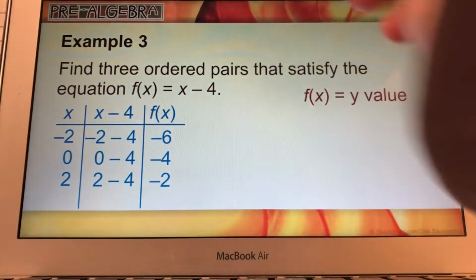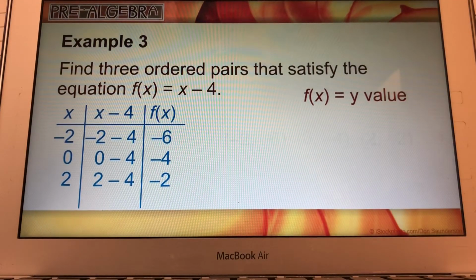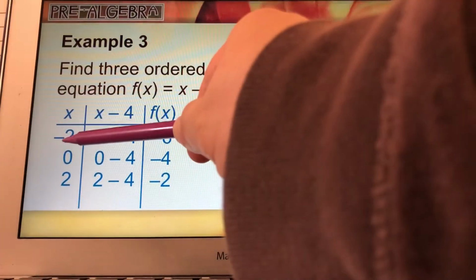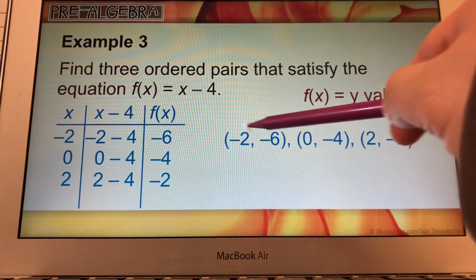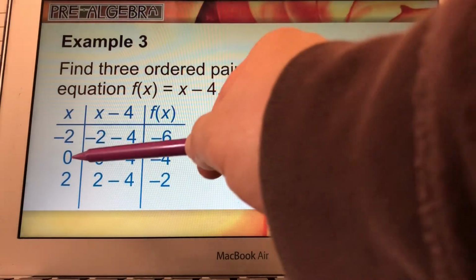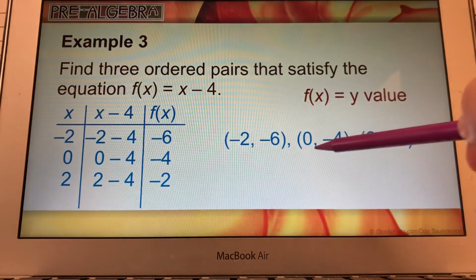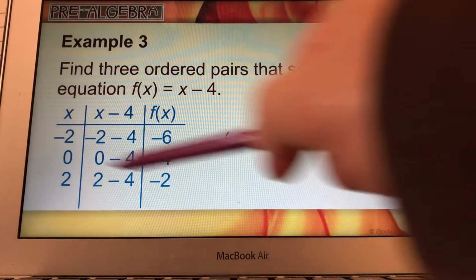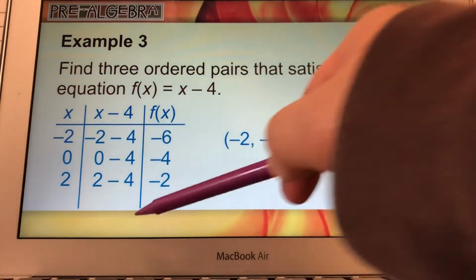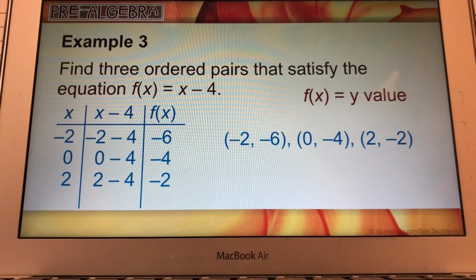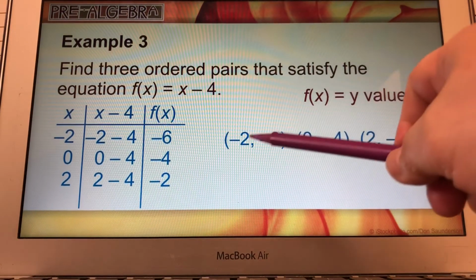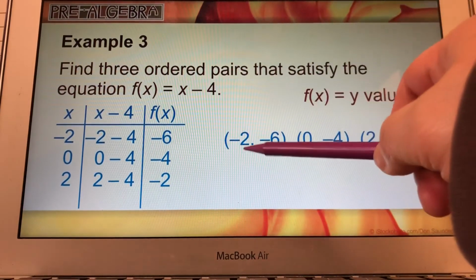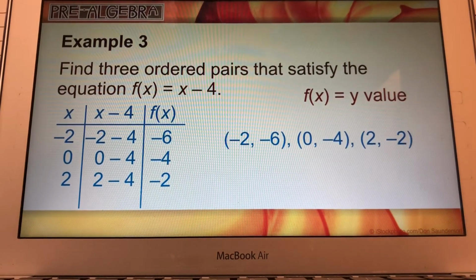That gives me -2. So then my ordered pairs are going to be -2, -6, and I write it right here. 0, -4, and I write it right here. 2, -2, and I'm going to write it right over here. And these are my 3 ordered pairs. 1, 2, 3, right here.